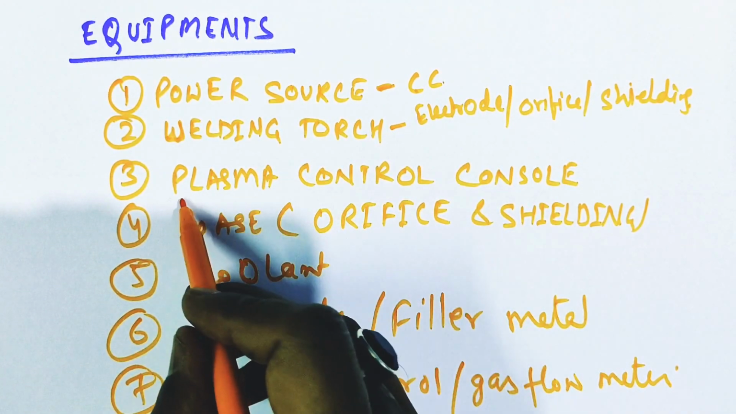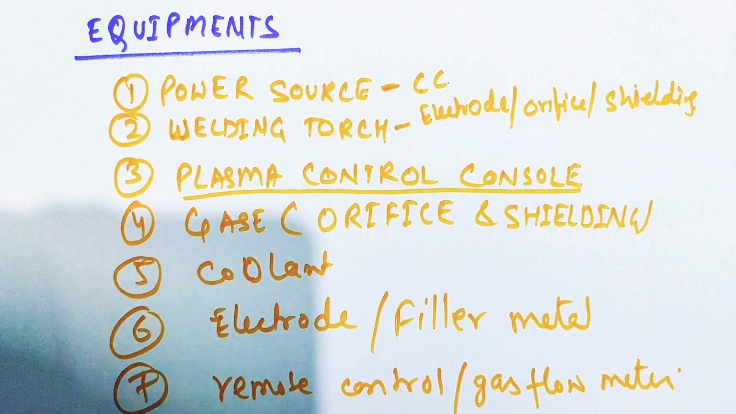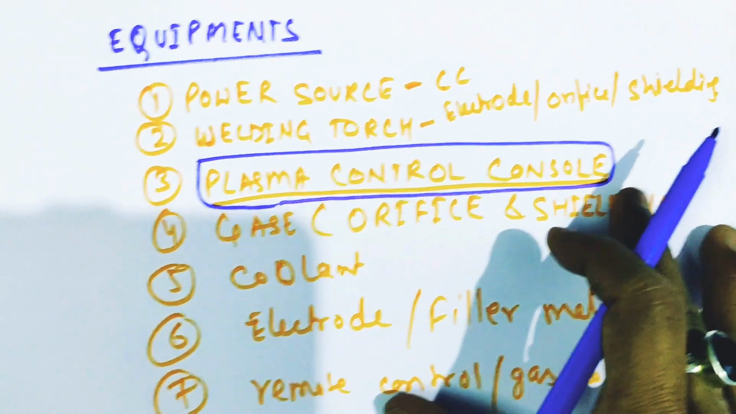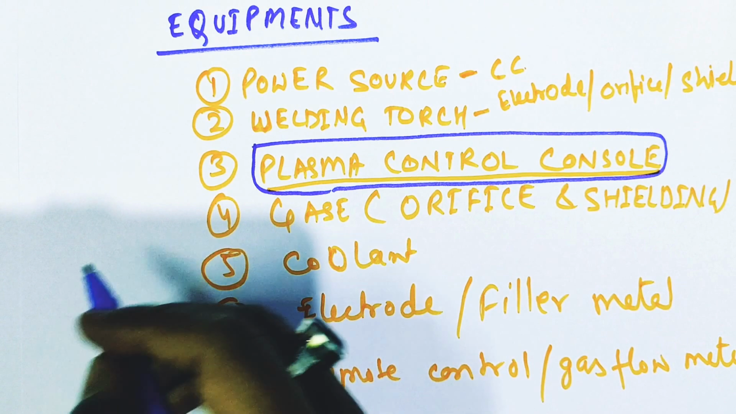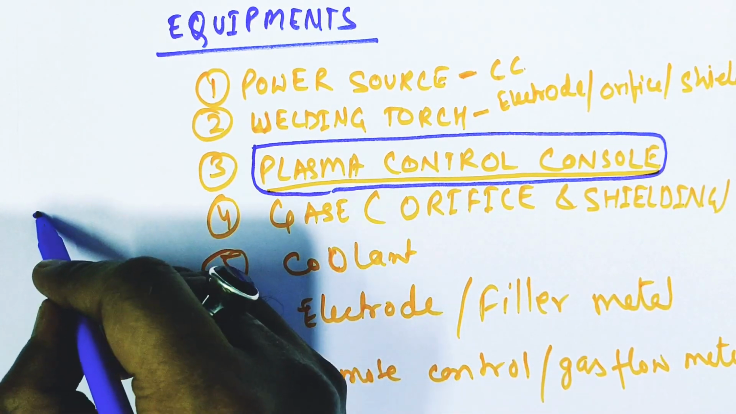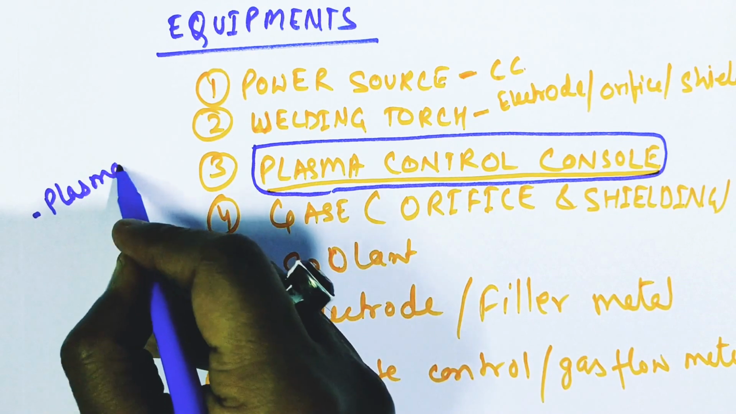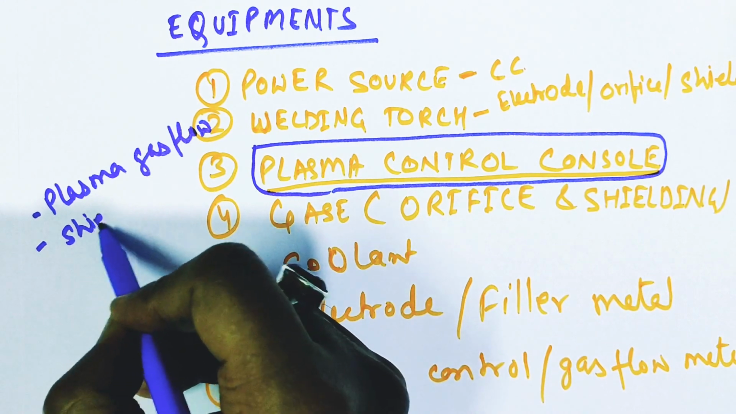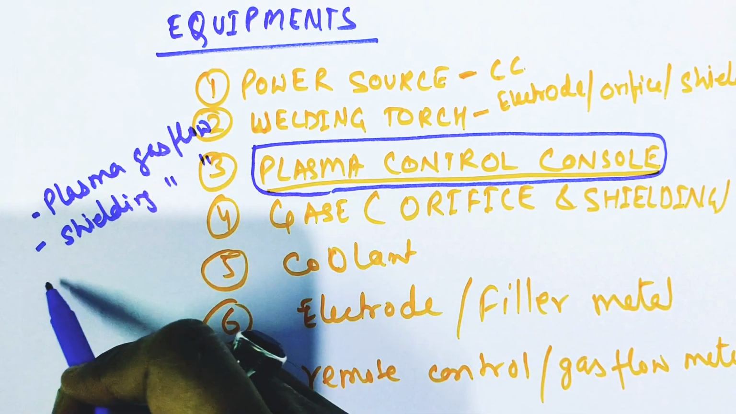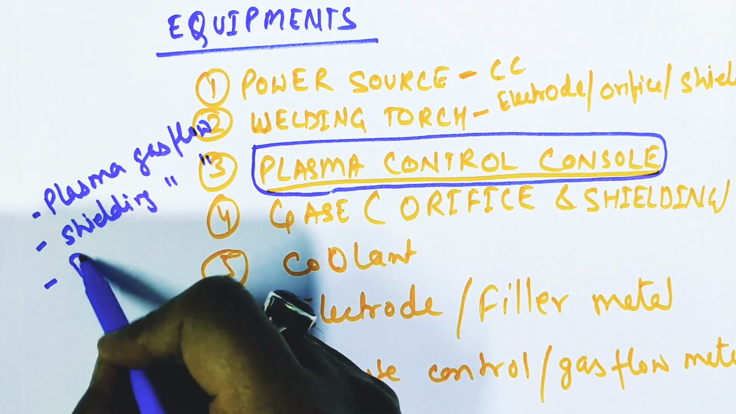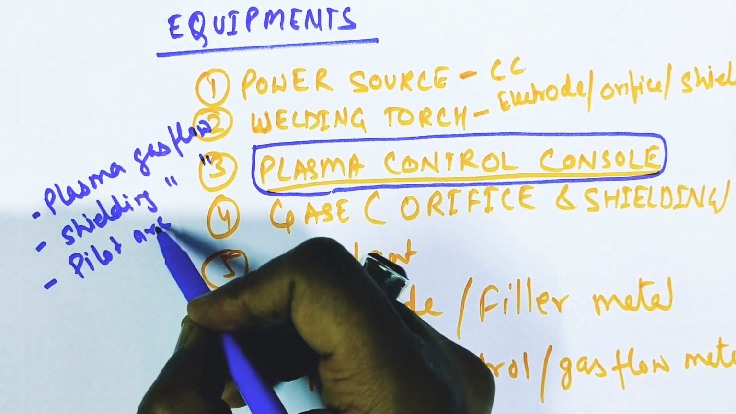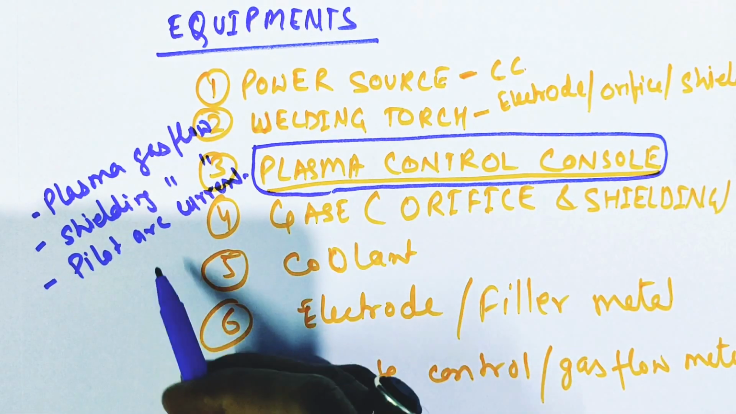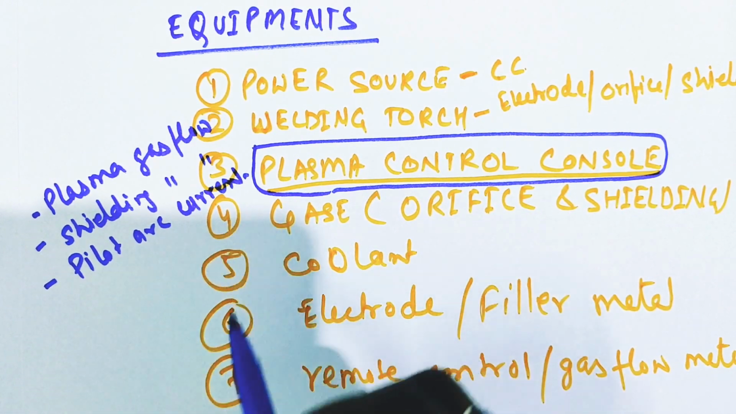Then we have plasma control console. As I told you earlier, it is the heart of the plasma arc welding. And why is it the heart of the plasma arc welding? Because it controls some important parameters. That is, it controls the plasma gas flow. Secondly, it controls the shielding gas flow. And thirdly, it also controls the pilot arc current. The initial arc is called the pilot arc. So it controls the pilot arc current also.